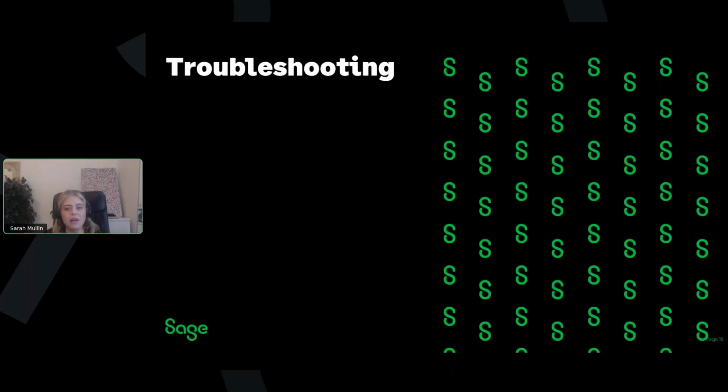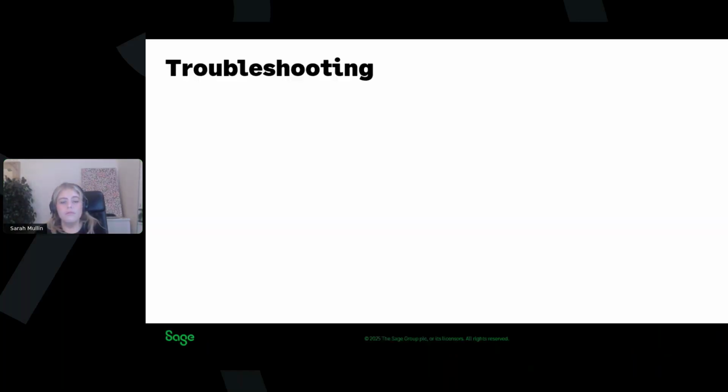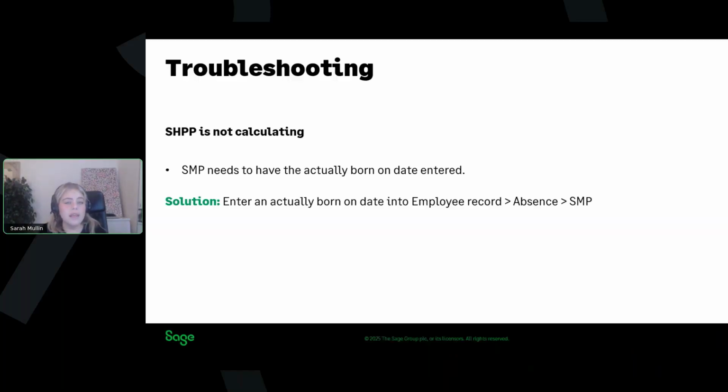So I want to finish things off just by running through a little bit of troubleshooting. So just some common scenarios and problems with shared parental pay. So it could be that shared parental pay isn't calculating. Now, a big one with this one is SMP needs to have the actually born on date entered.